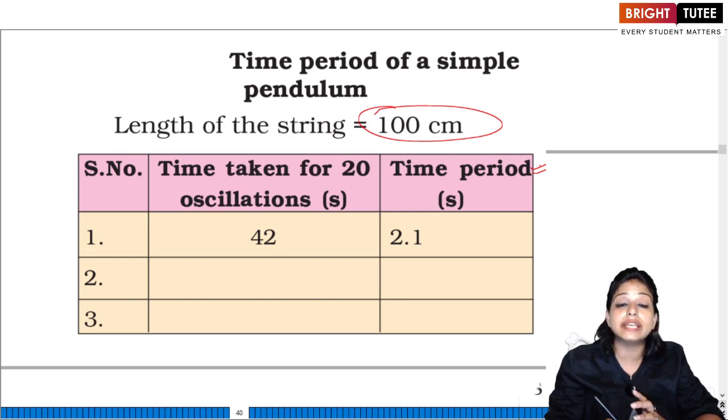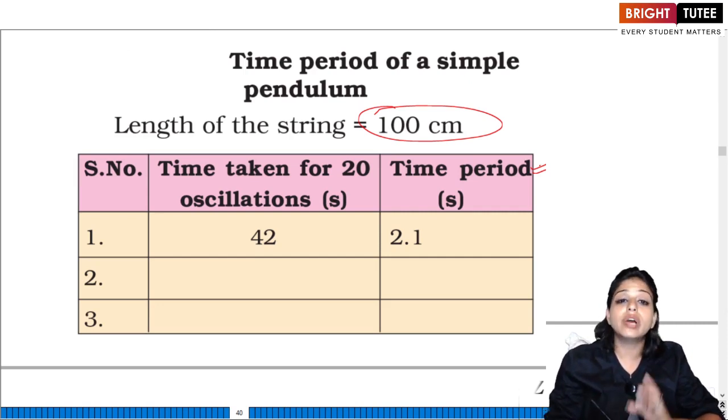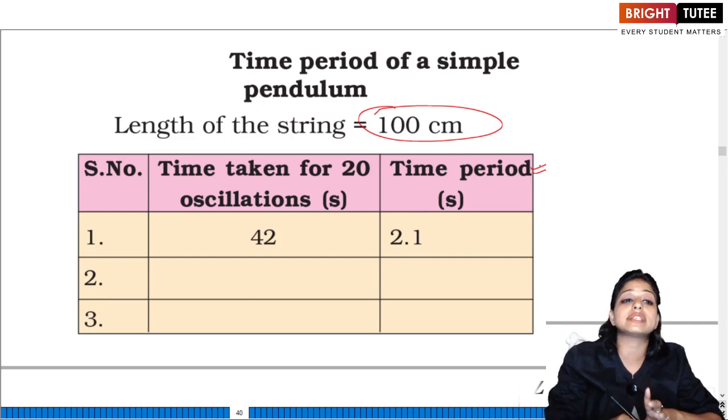Now you need to see whether your time period comes out the same or nearly the same in all three cases. If there is a slight change, there might be some inaccuracy in the initial displacement, so do not worry about it. The initial displacement should not be affecting it, but it is important to understand that changes may be there because you are conducting the experiment in a practical situation.